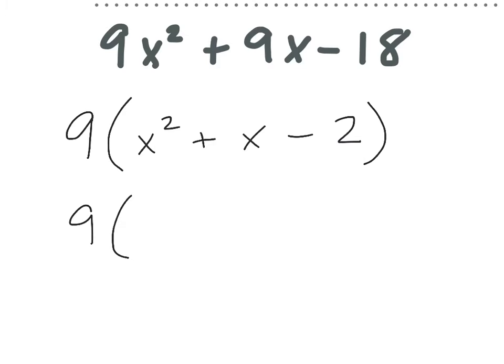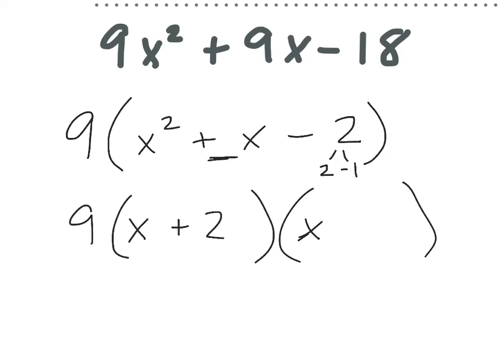So we need to do the same thing we did yesterday, where we have 2 parentheses now. So we need 2 factors of negative 2 that give us a positive 1. 2 and negative 1. Because what's 2 minus 1? 1. So it gave us positive 1. So we have x plus 2 and x minus 1.